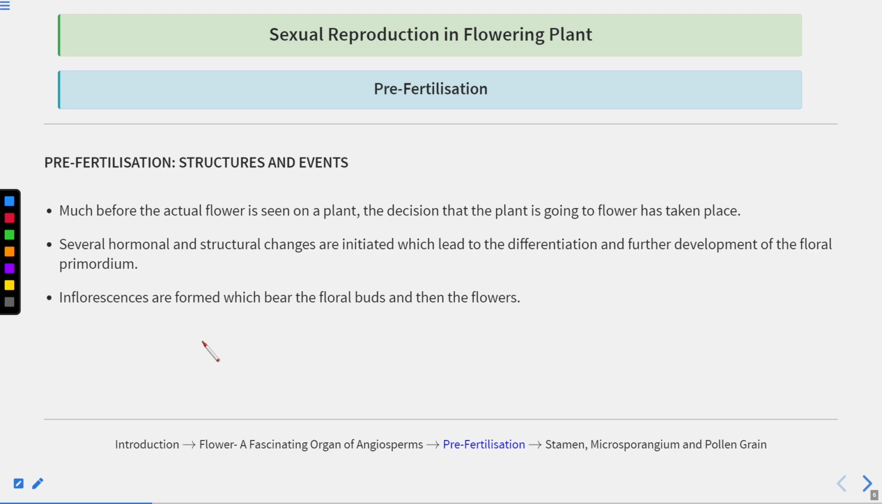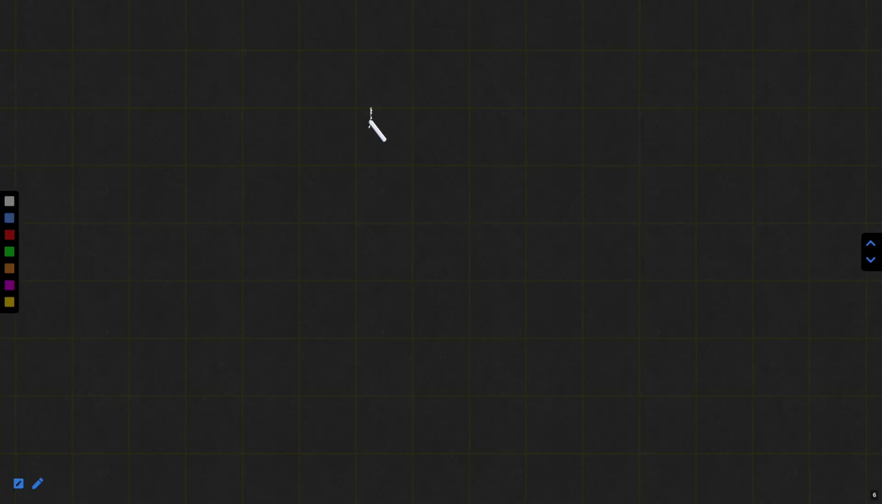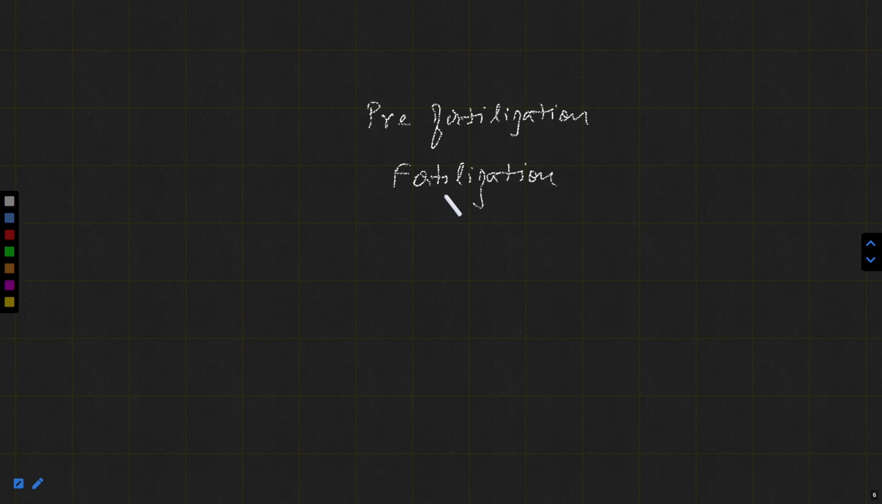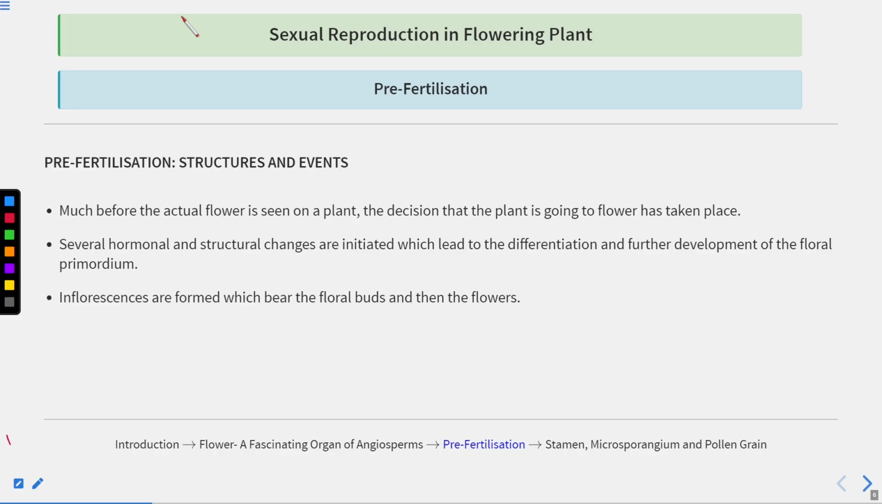Now, before fertilization, what happens? There is the production of the gametes. So events are like this. First is the pre-fertilization event. Then, after pre-fertilization, we have the fertilization events. And then the post-fertilization event. Clear? Pre-fertilization, fertilization, and then post-fertilization. So pre-fertilization, what happens? Formation of gametes. Fertilization is the union of gametes. And then post-fertilization will be development of the embryo. So we'll talk about this in detail. First, let's study about the pre-fertilization.